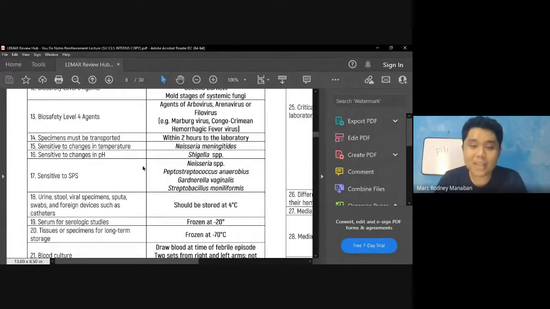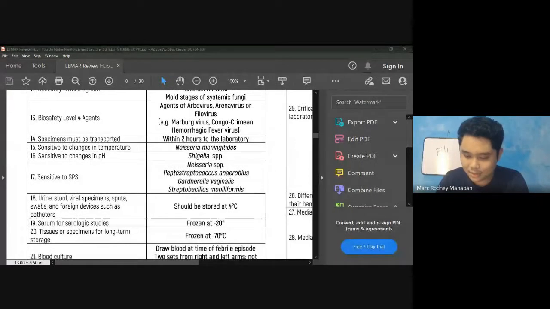So how do we prevent them from being affected by SPS? What do we add to remove their sensitivity to SPS? What reagent is it? It's not SAS. Liquid charcoal? Gelatin? Citrate? Why? We add it so that their sensitivity to SPS is removed.